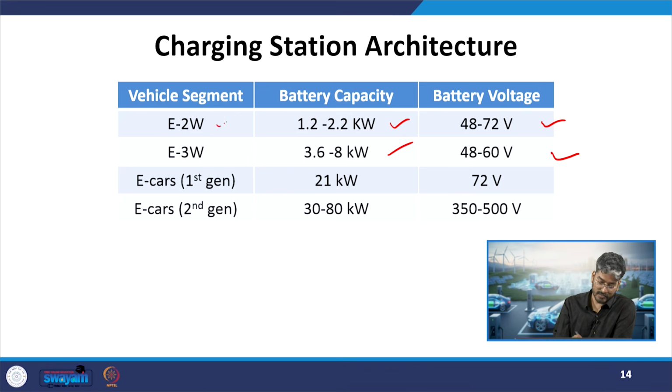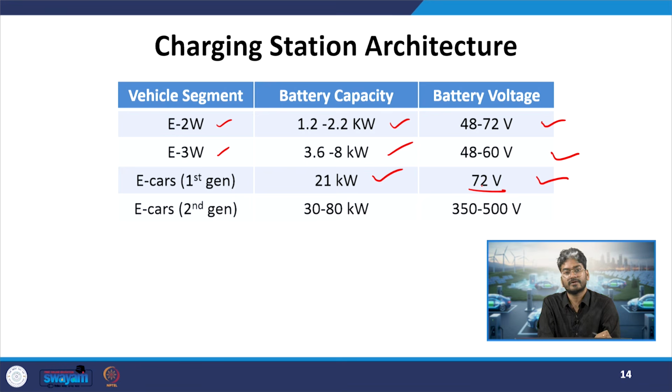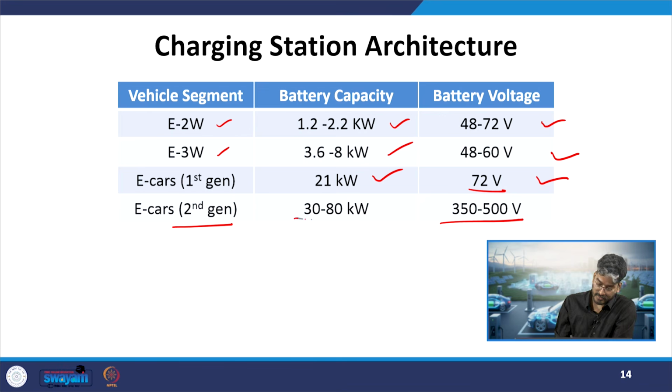So here it is two wheelers, this is for three wheelers, and now for our four wheelers, e-cars or electric vehicles, light motor vehicles. In the initial generation it was restricted to 21 kilowatts, where the battery bank was rated at 72 volts. In the second generation we have increased it further to 350 to 500 volts, and the power rating, as you see, has increased.